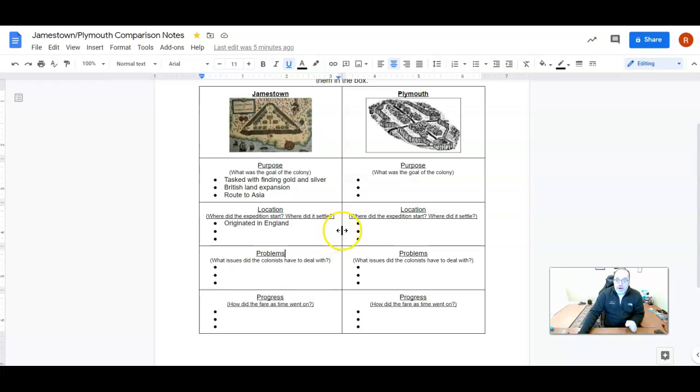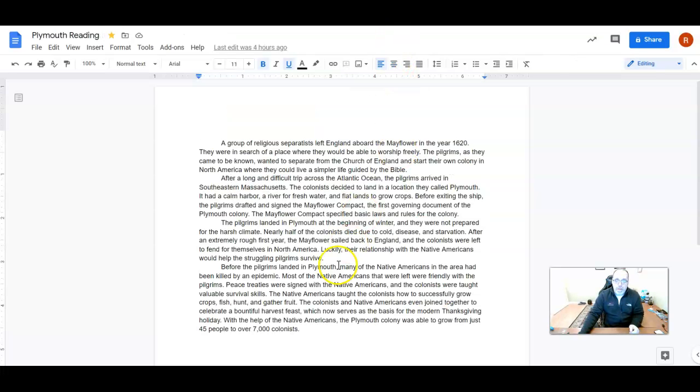Let's start with Plymouth. We're going to use the same formula. I'll start the first paragraph, and I will pull the stuff out from the first paragraph. You guys in your groups will do the next two, and then we'll do one individually on the third one. Okay? Excuse me, on the fourth paragraph. So let's go to Plymouth.